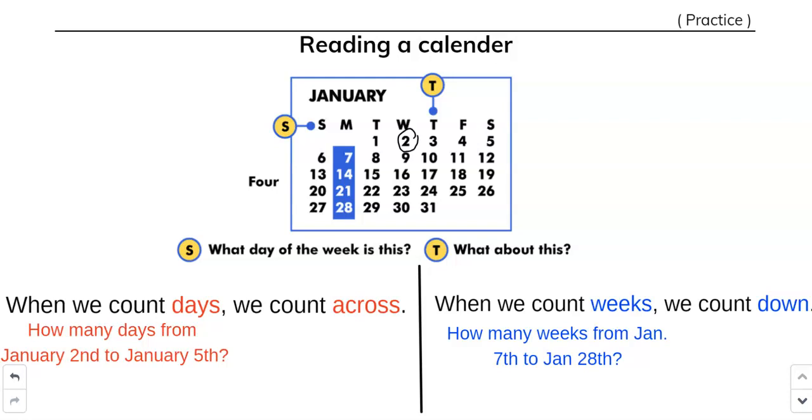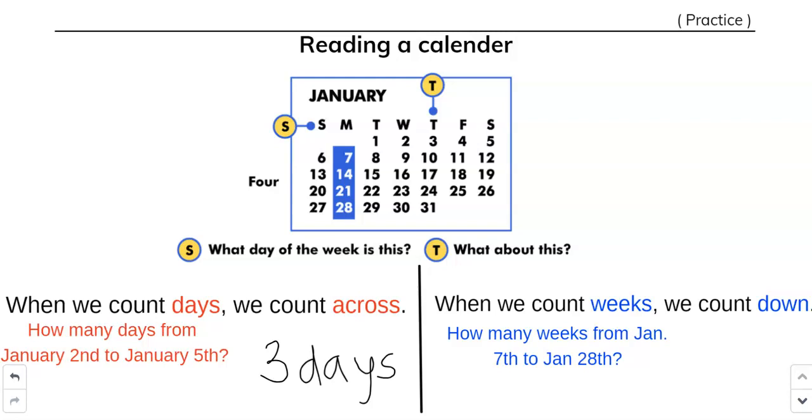So starting on the 2nd, we're going to count. Now, this would be 0. Okay, and then we start on 3 and say 1, 2, 3. So it would be 3 days from January 2nd to January 5th.